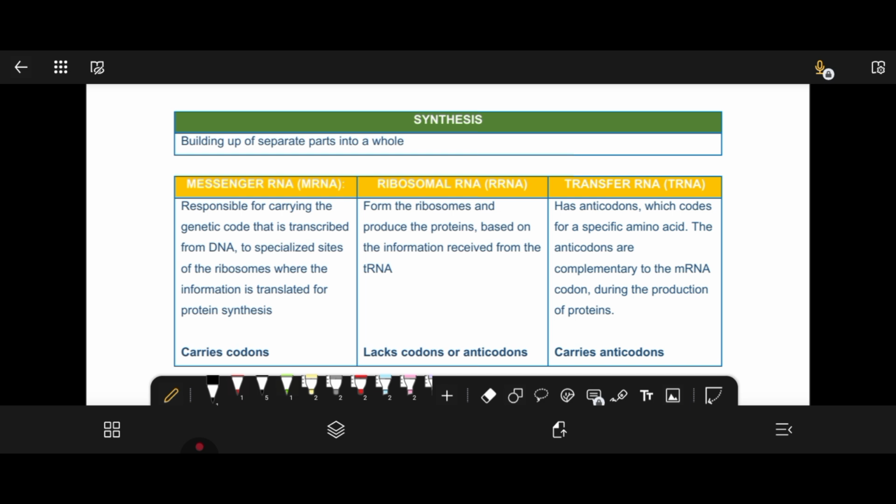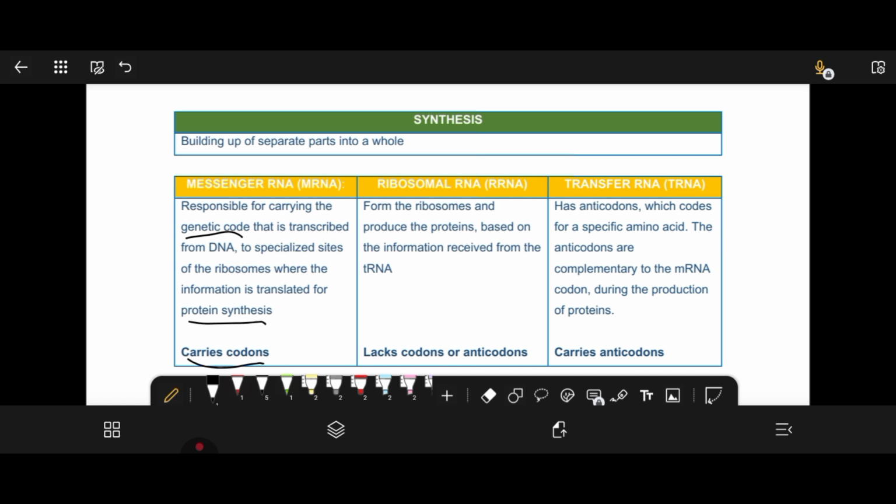So we have messenger RNA, which is known as mRNA, which is responsible for carrying the genetic code. Did we speak about genetic code? No. So genetic code is the setup of 3 letters in DNA or RNA. Okay. So those 3 letters are the ones that are going to go to the ribosome where the information is translated to protein synthesis. So it carries code, as you can see, genetic code. That genetic code is the set of 3 letters in DNA or RNA.